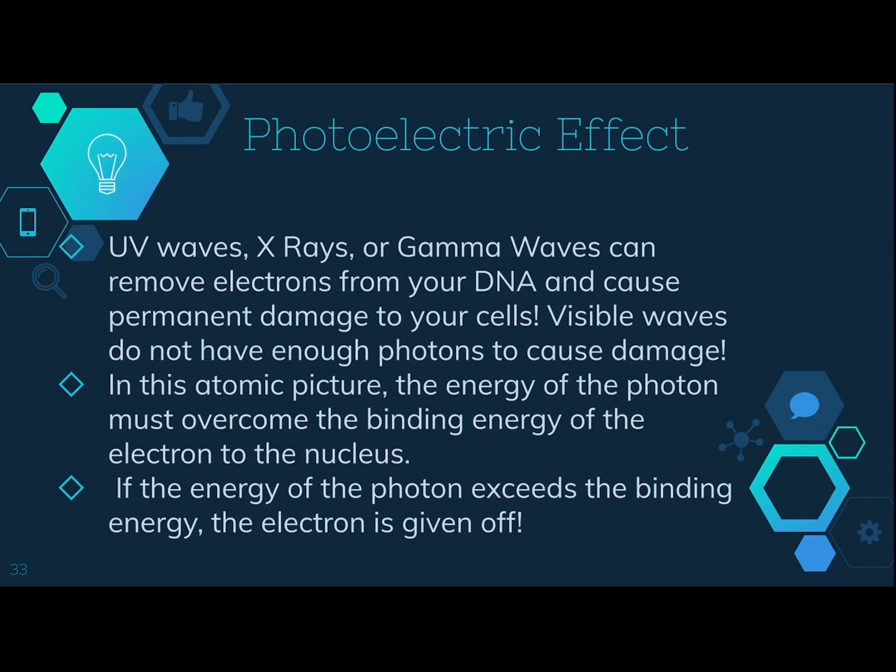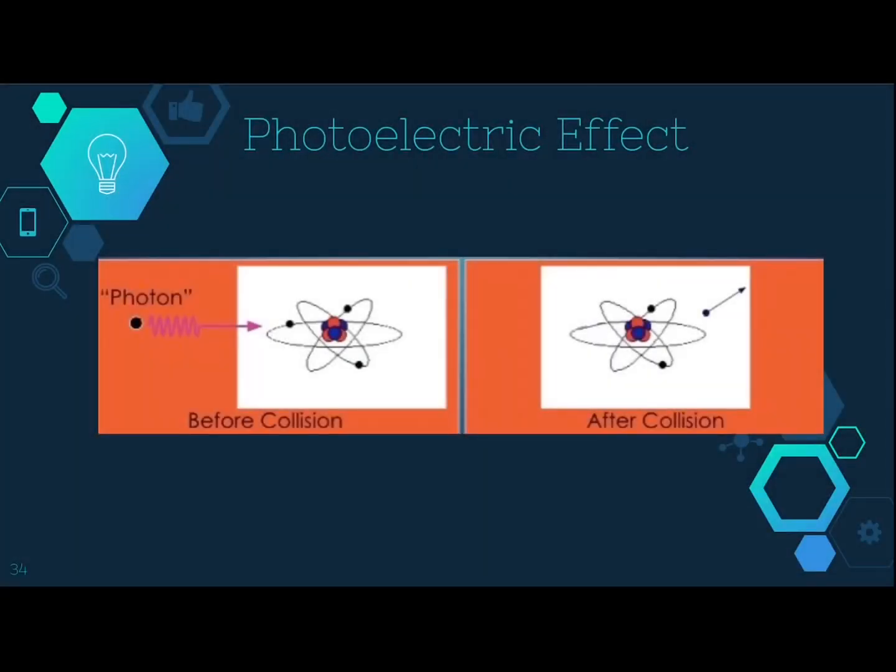In this atomic picture, the energy of the photon must overcome the binding energy of the electron to the nucleus. So I'm going to show you a picture in just a second. If the energy of the photon exceeds the binding energy, then the electron is given off. Here's an example of that. So I have this wave coming in and colliding, my photon collides with the electron. If there's enough energy from the photon, then that electron gets taken out of the atom.